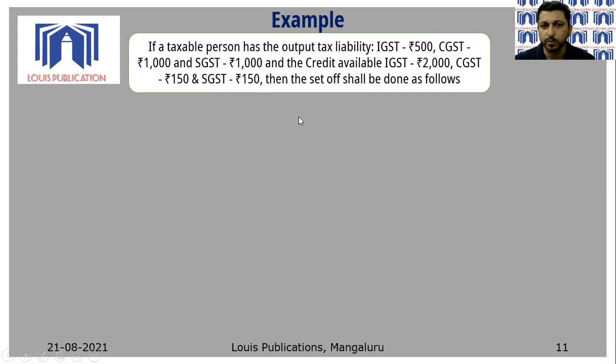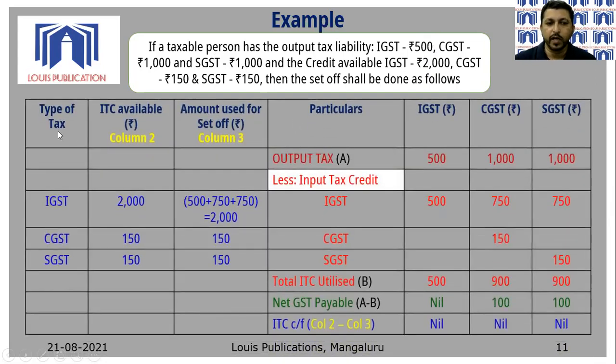So let's look at this particular example. First, we record the types of tax. Second column is what is the input tax credit available. So IGST credit available is 2,000 rupees. CGST credit available is 150 rupees. SGST credit is 150 rupees. Third column we will discuss later.